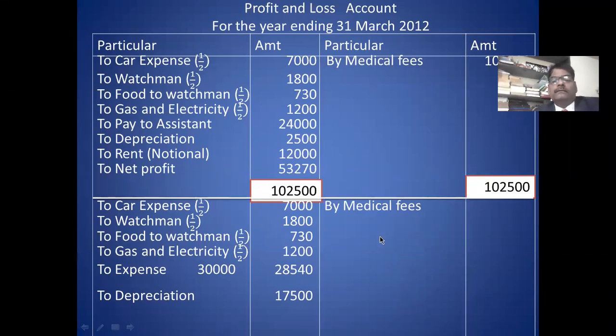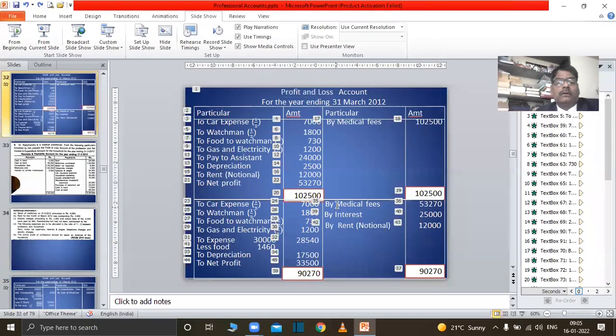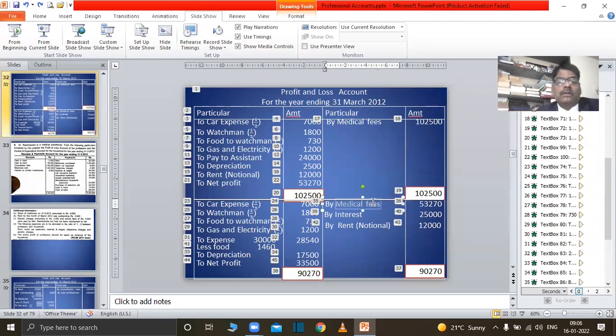Then you take the profit, that is net profit from medical. You take as the P&L account. Instead of writing this, you write P&L account. Write this as a P&L account.